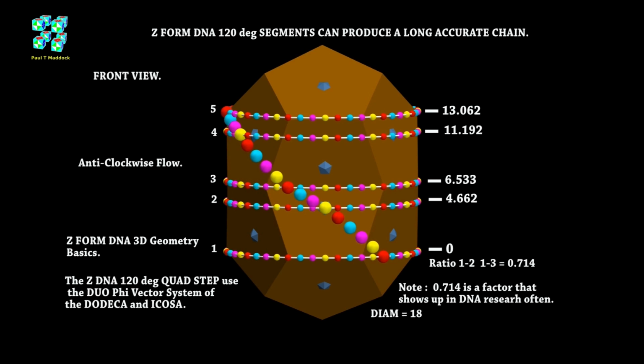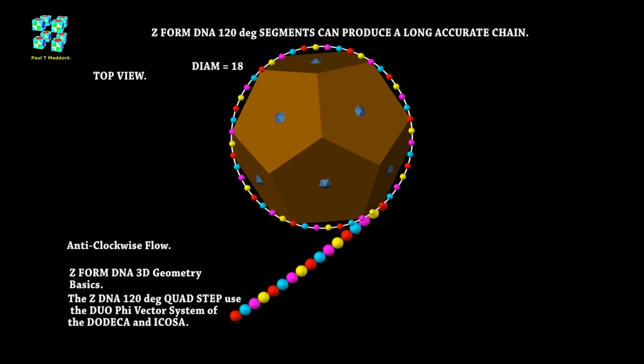And this is where the 22.5 degree and 37.5 degrees come in. I show the height of the rings starting from 1 going up to 5. Now I also show the ratio between ring 1 and 2 and 2 and 3. The ratio worked out to 0.714. I done a search on Google for 714 for DNA and it comes up quite a lot of times. Okay, now I'll show you this in the top view.